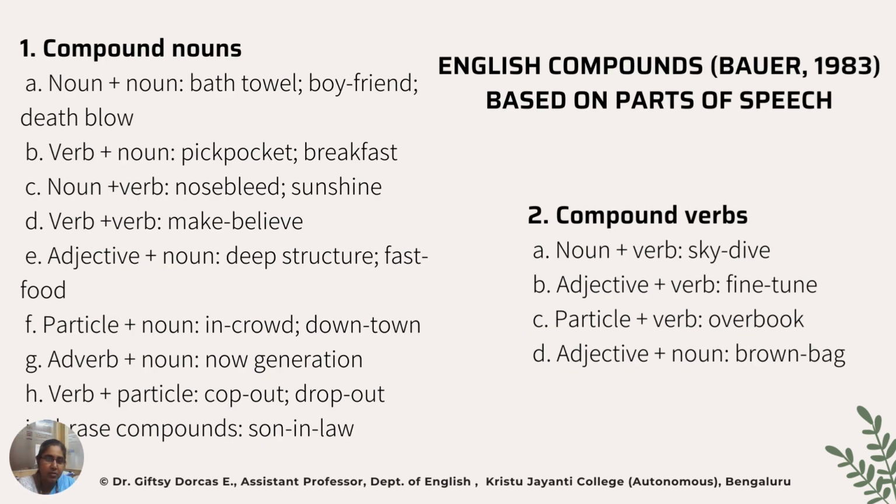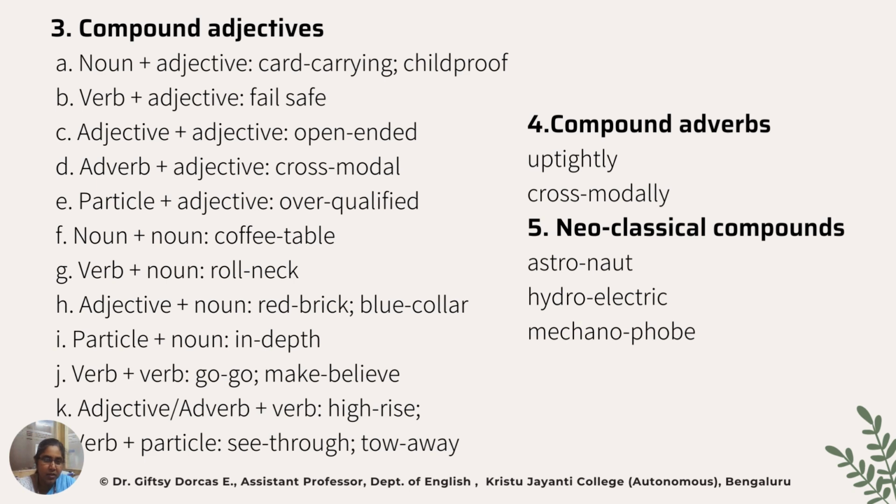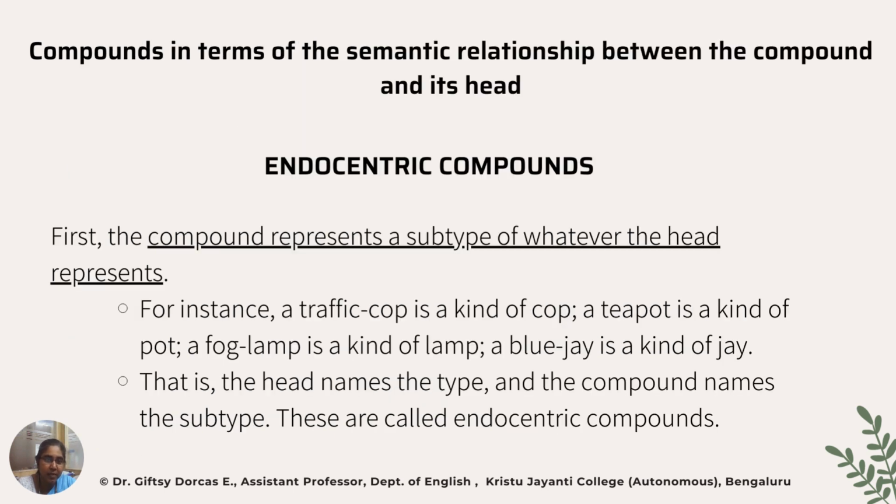And Bauer gives some English compounds based on parts of speech. So how can they be formed? Some examples and formations are given here. Compound words can be nouns. It could be both nouns, or one verb and one noun, or compound verbs where one is a noun and the other is a verb, or one is an adjective and a verb. The examples are given in the following slides. You can also see the others: compound adjectives, compound adverbs, and neoclassical compounds. So this is thoroughly based on the parts of speech, and how compound words can be formed.